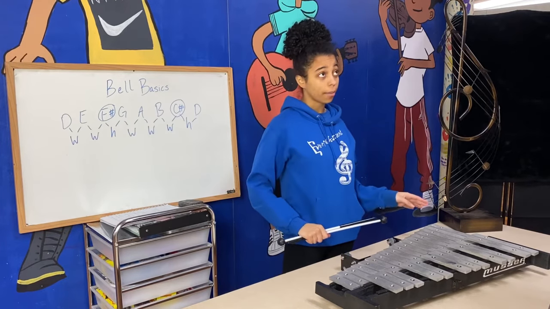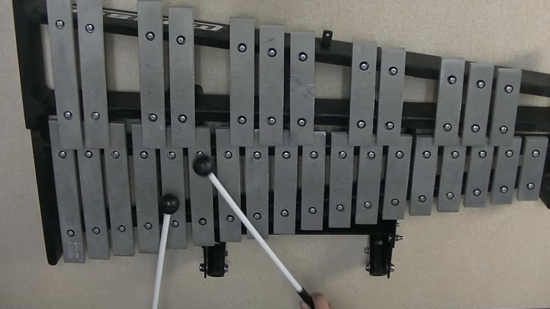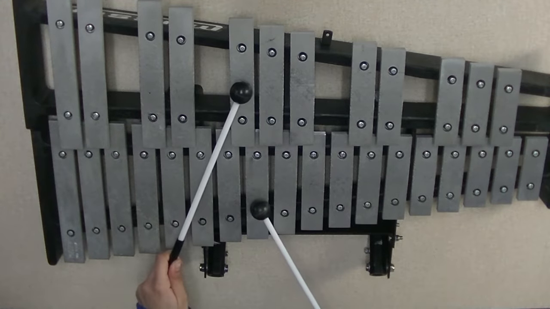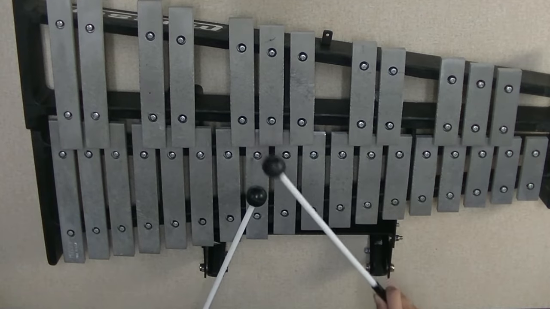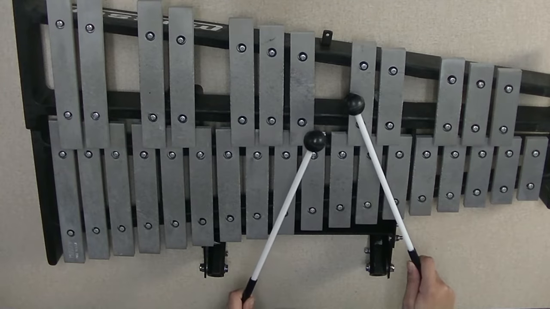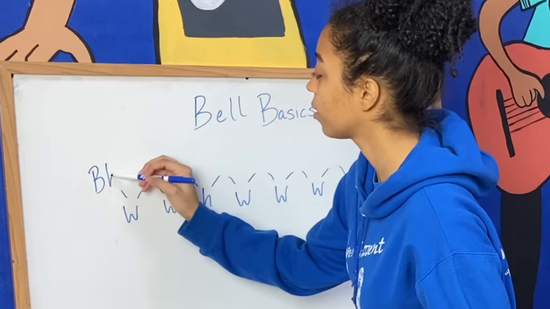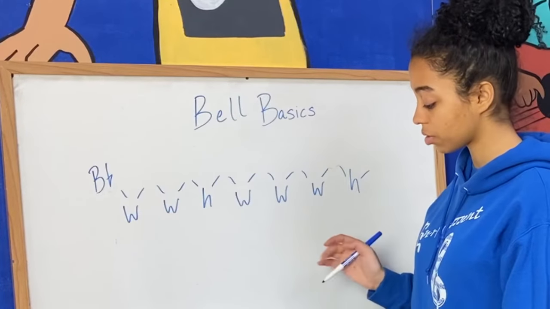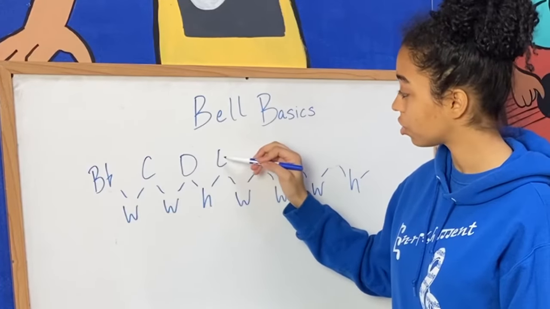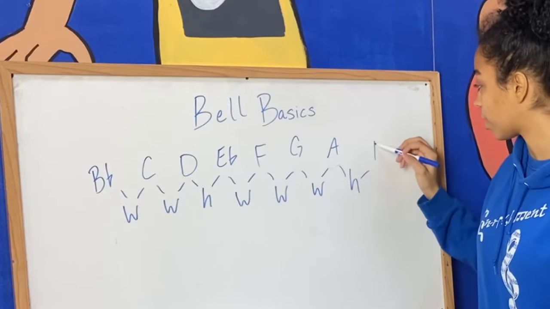So on the bells, if we use our combination of whole steps and half steps, and we start at our key, D, we go up a whole step, E, a whole step, F sharp, a half step, G, a whole step, A, a whole step, B, another whole step, C sharp, and our half step, D. If we go to another scale, B flat major, and we follow our whole steps and half steps, we will have B flat to C to D to E flat to F, then G, A, and B flat.